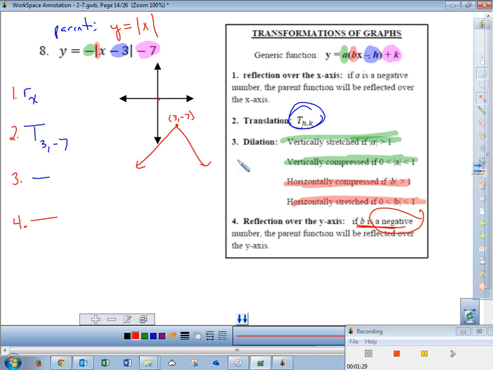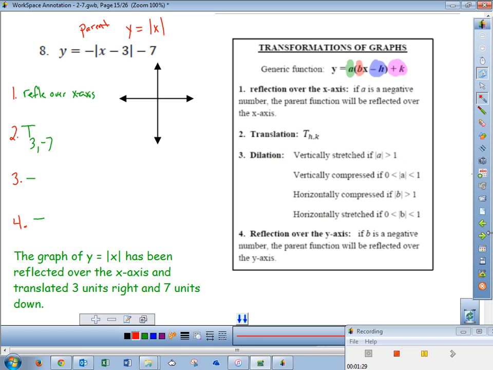Starts with the graph of. You will get very tired of writing the sentence. The graph of whoever our parent function is, in this case y equals absolute value of x, has been reflected over the x-axis, and translated 3 units right and 7 units down. You write them in the order of the 4 steps. Whatever step 1 is, if there was something there, you put it in your sentence. Something in step 2, put it in your sentence, etc.